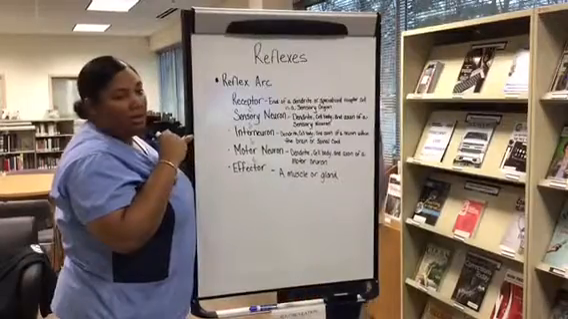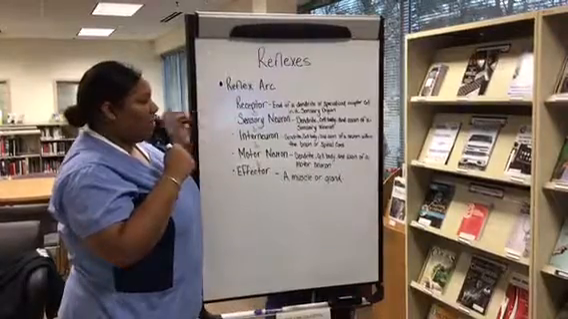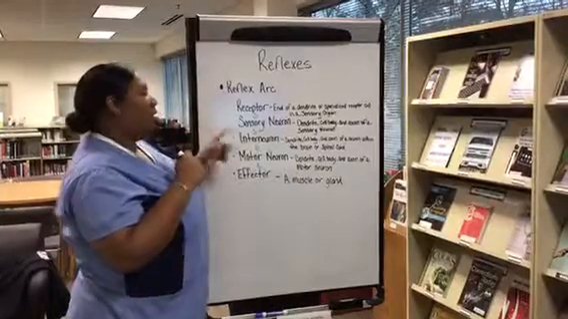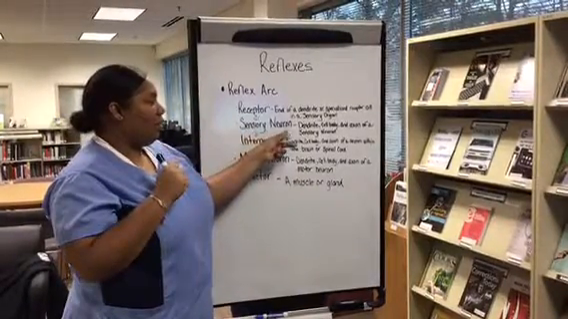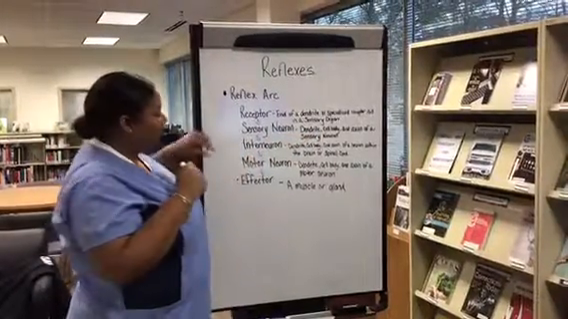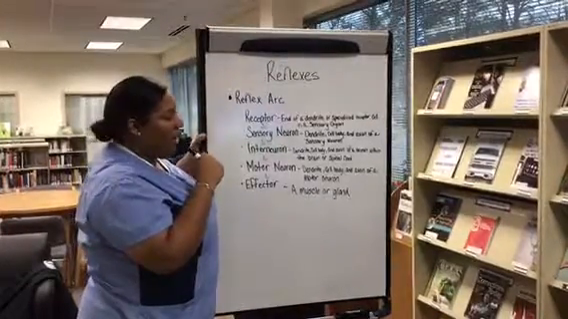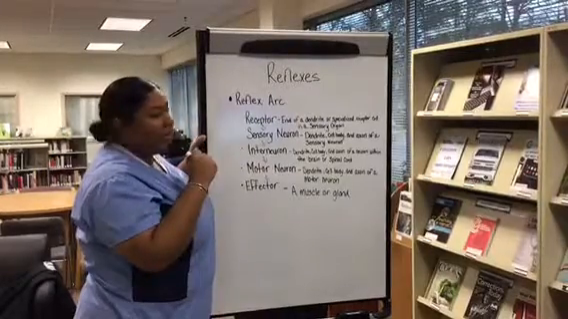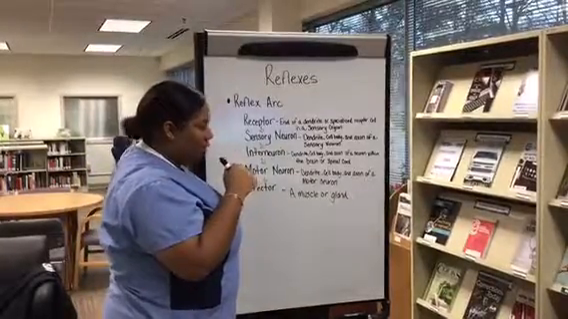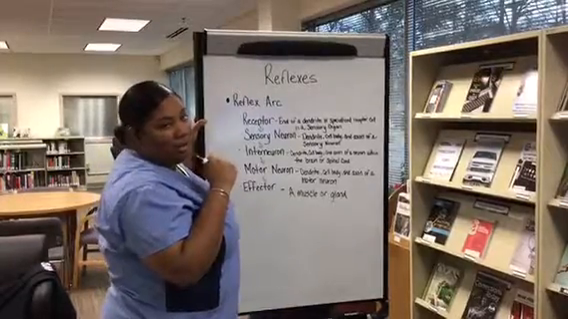Reflexes, specifically the reflex arc, which starts with the receptor, which is the end of a dendrite or specialized receptor cell in a sensory organ. Then, next is the sensory neuron, the dendrite, cell body, and axon of a sensory neuron. Next is the interneuron, which is the dendrite, cell body, and axon of a neuron within the brain or spinal cord. Then we have the motor neuron, which is the dendrite, cell body, and axon of a motor neuron. And up next is the effector, which is a muscle or gland.